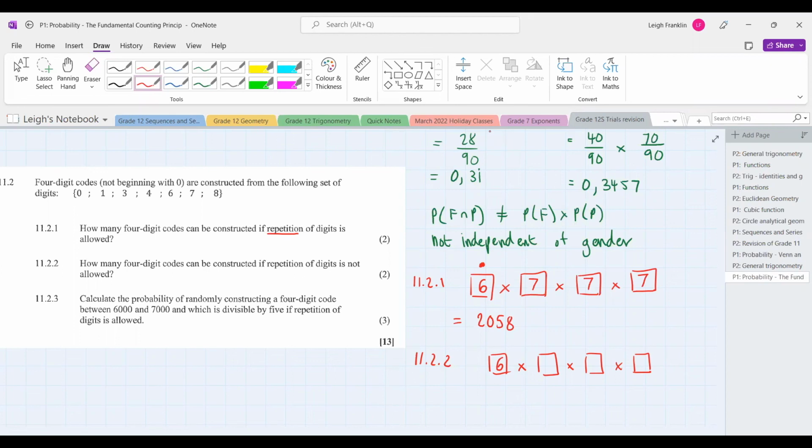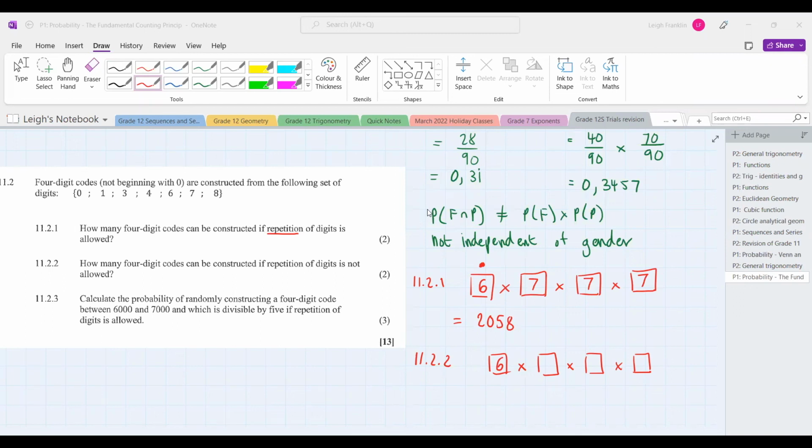Okay, so Chaiza, you're saying 6 by 6 by 5 by 4. Okay, can you see there?